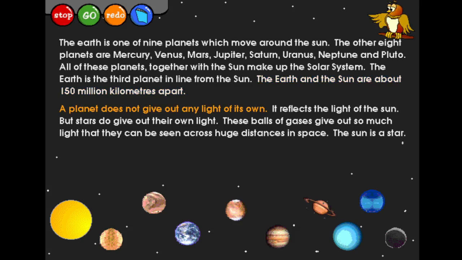A planet does not give out any light, it reflects the light. But stars do give out light. These balls of gases give out so much light that they can be seen across huge distances in space. The Sun is a star.